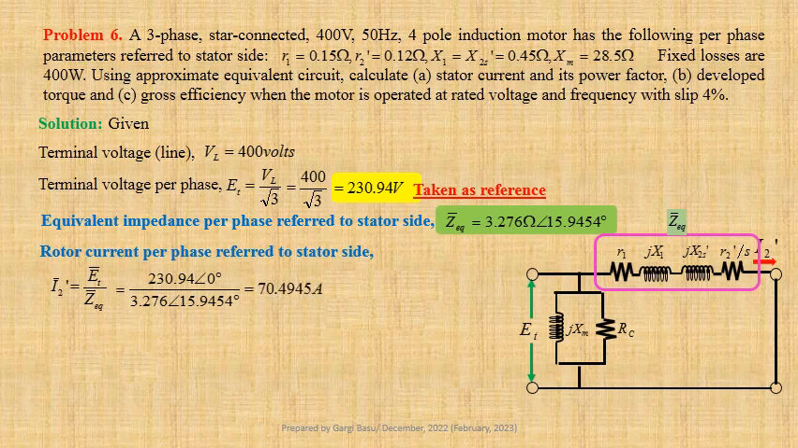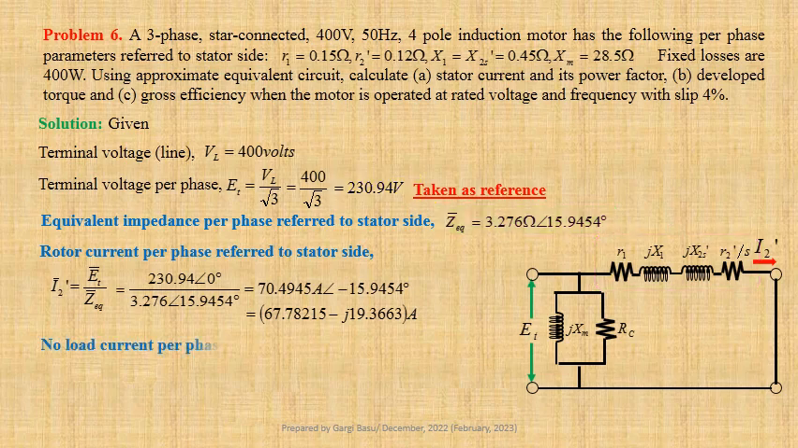That gives us 70.4945 ampere at an angle minus 15.9454 degree. This may be written in Cartesian form as 67.78215 minus J times 19.3663 ampere. We have computed no load current per phase I0 equals 0.57735 minus J times 8.1 ampere.